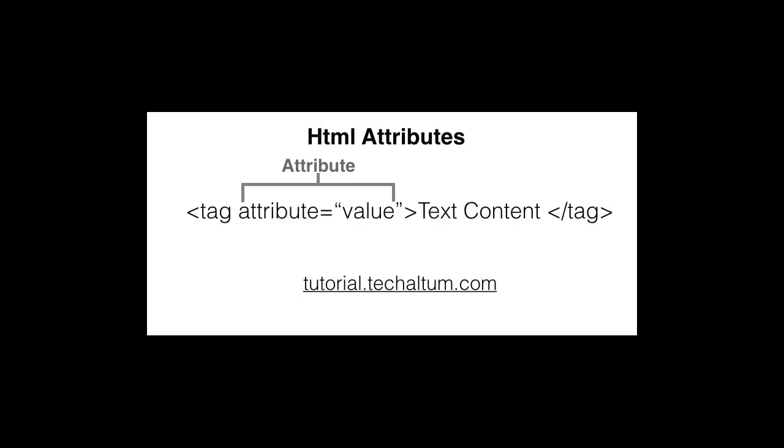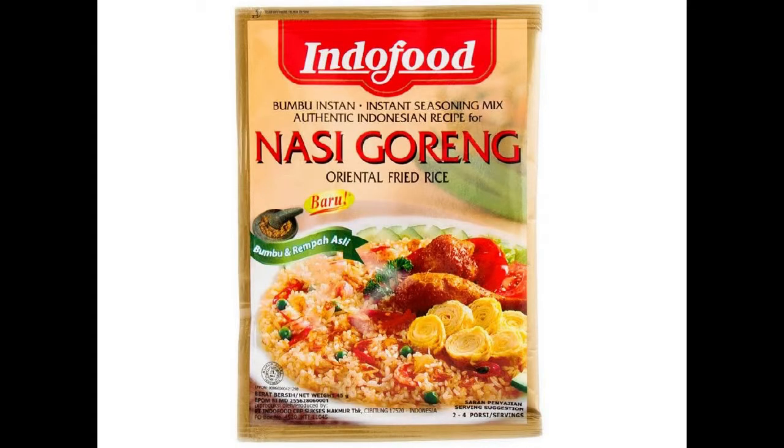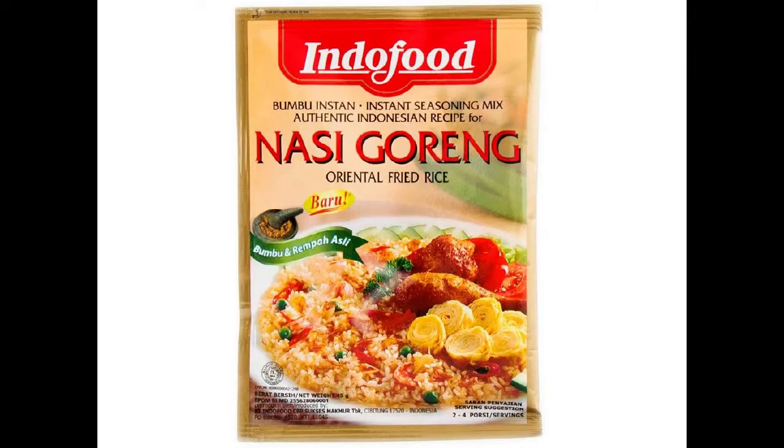The next is attribute. Attribute provides additional information to the tag. It's like when you tell the nasi goreng seller, make the fried rice a bit spicier. The tag is like the usual fried rice, and the attribute is like the chili, the amount of chili. When you combine them, it becomes spicy if the attribute says add many chilies, or plain if the attribute says do not add any chili.